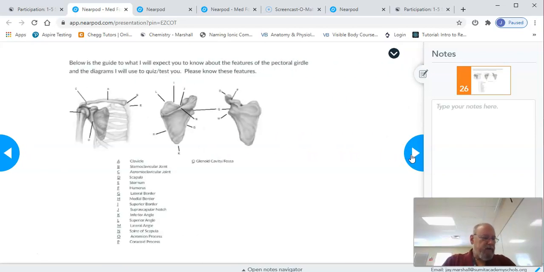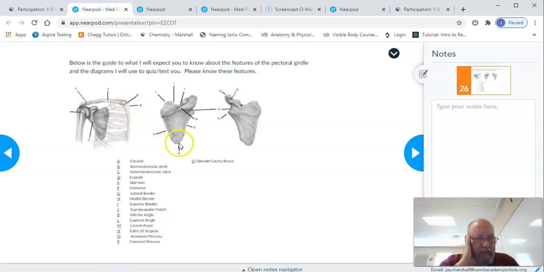So what I want you to be aware of, what I want you to know, are these features of the scapula. So I want you to know the clavicle. I want you to know the sternoclavicular joint. I want you to know the acromioclavicular joint. I want you to know the scapula. I want you to know the humerus. I want you to know the sternum.